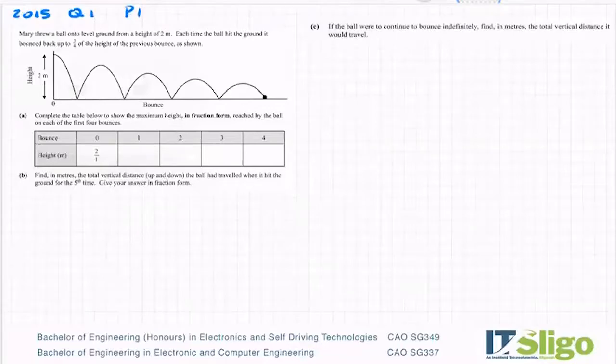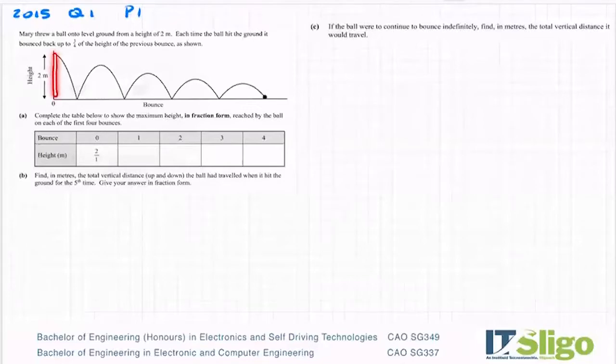Right, 2015 question on sequence and series. Mary threw a ball onto level ground from a height of 2 meters. Each time the ball hit the ground, it bounced back up to 3/4 of the height of the previous bounce, as shown. Complete the table below to show the maximum height in fraction form reached by the ball on each of the 4 bounces.